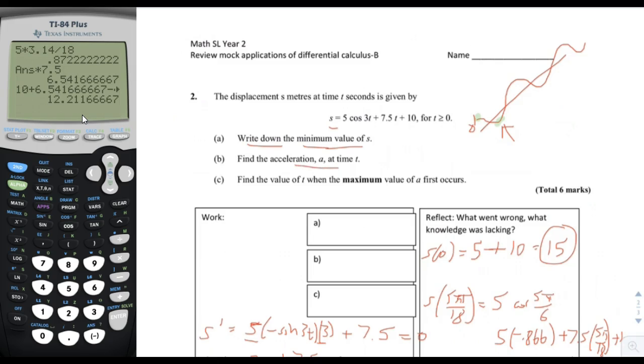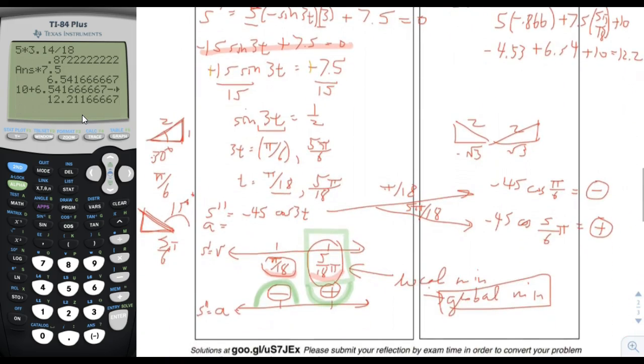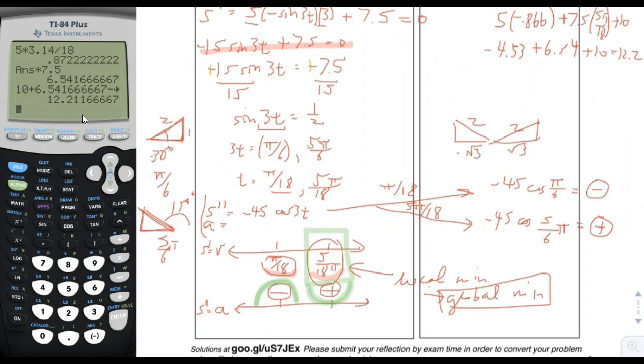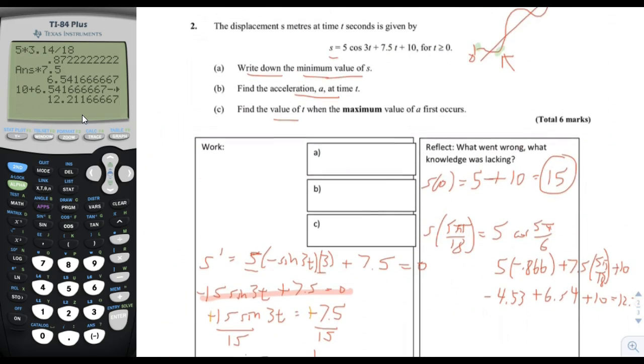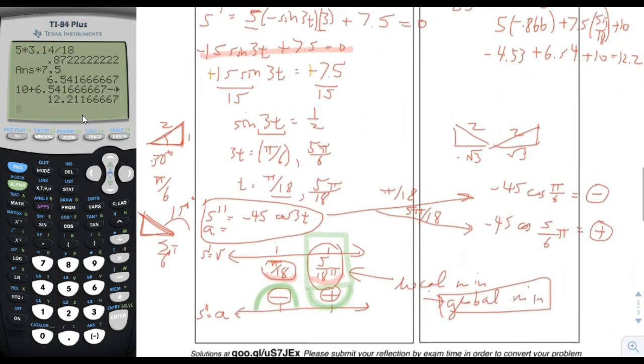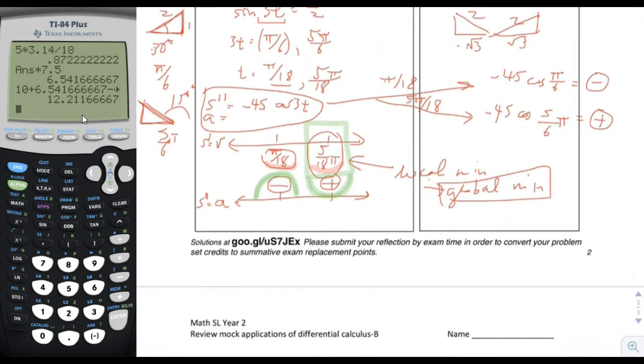Okay, find the acceleration a at time t. We just did that in the course of finding the concavity. We found the acceleration function, and then finally it says find the value of t when the maximum value of a occurs first. Okay, so look at the function for a. It's a negative cosine function. Okay, remember the cosine function looks like this. A negative cosine function looks like this. Okay, and then so it asks, when is the first time the maximum occurs? The first time the maximum occurs is here.